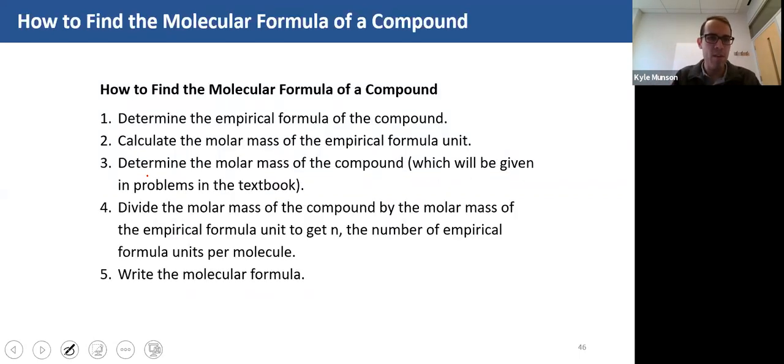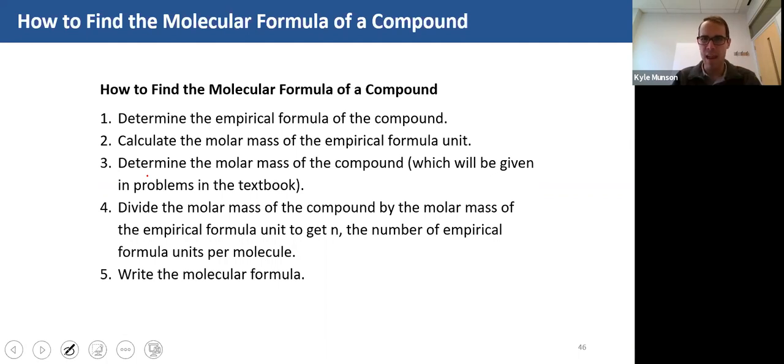Okay, so how do we find the molecular formula of a compound? Well, first we need to determine its empirical formula. And then we want to calculate the molar mass of the empirical formula unit. And of course, we determine the molar mass of the compound that we have, which will be given in the problems you'll be doing. And then divide the molar mass of the compound by the molar mass of the empirical formula unit to get this thing called N, which is the number of empirical formula units per molecule. And then we can use that information to write the molecular formula.